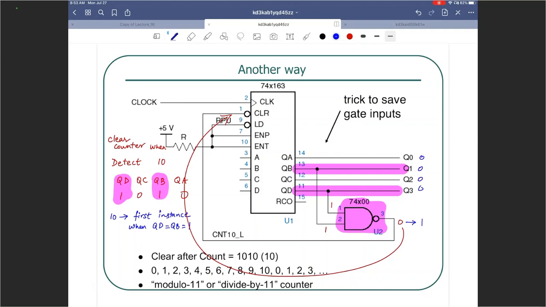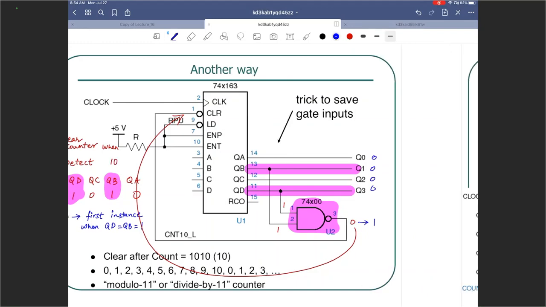So if you want to go from 1 to 9, what would you need to do? You would load 1 into the counter after you detect 9. So detect 9 and at that time load 1 into it. That's what you would do.